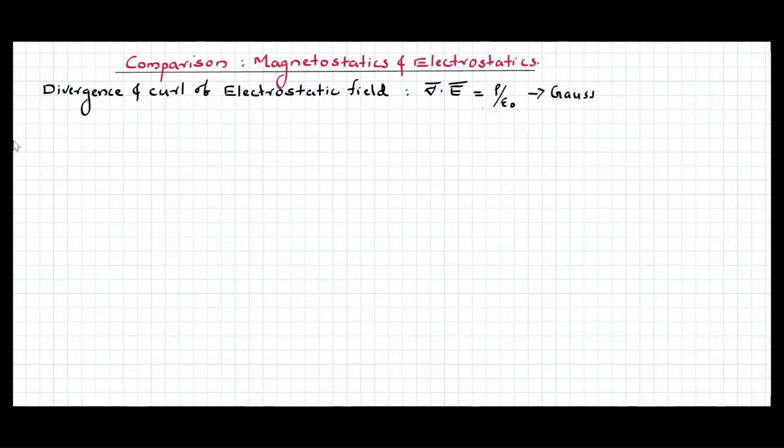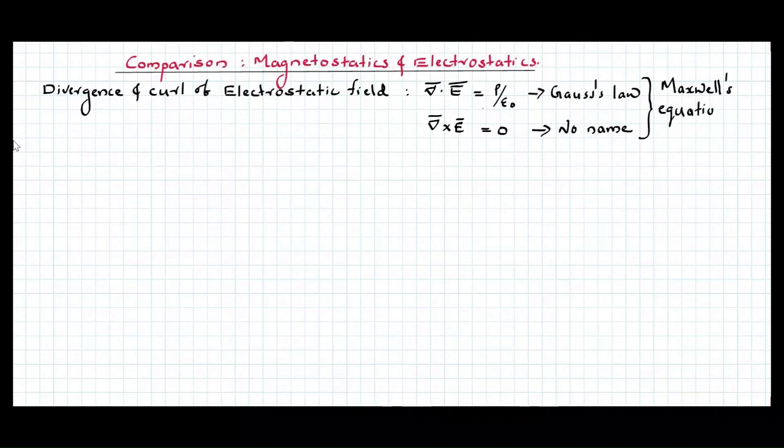What is the divergence and curl of electrostatic field? For electrostatic field, we have del dot E, that is divergence of E is equal to rho by epsilon 0, that is called Gauss's law, and also the curl of E, del cross E is equal to 0. No name. These equations are called Maxwell's equations for electrostatics.